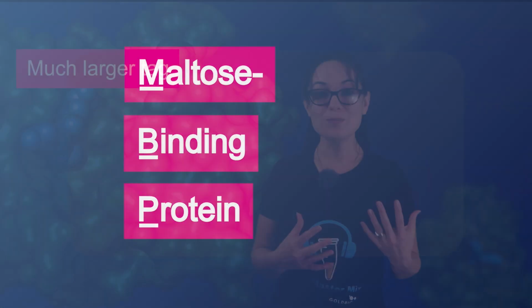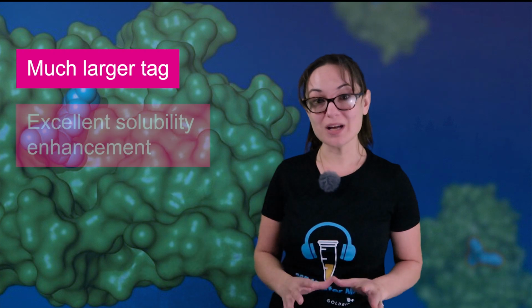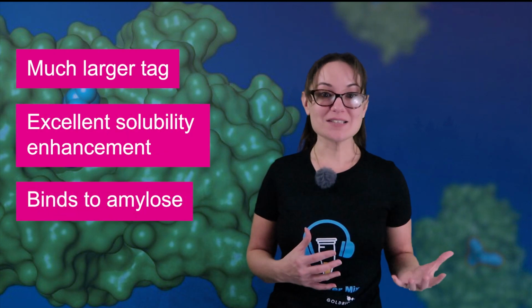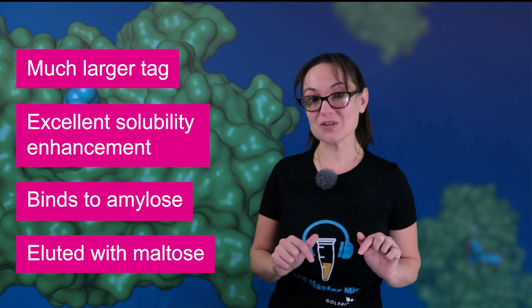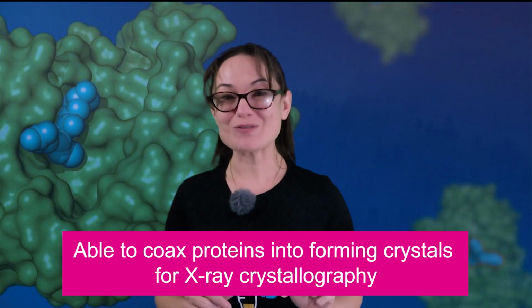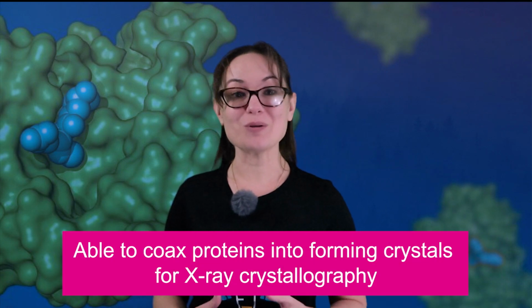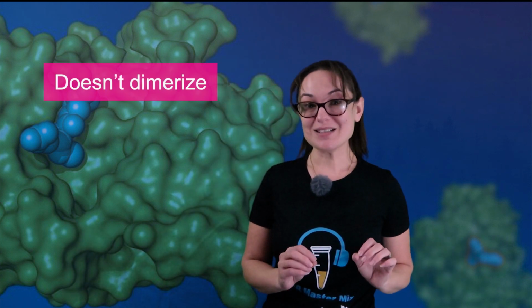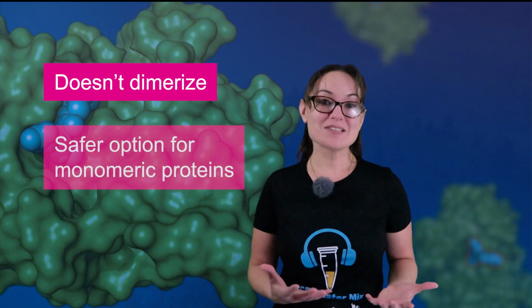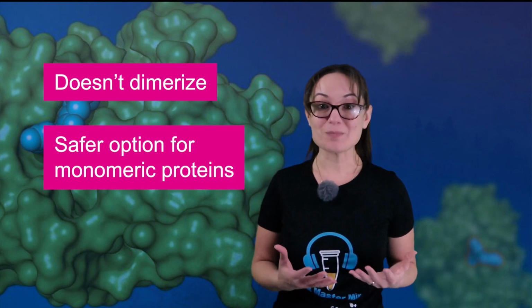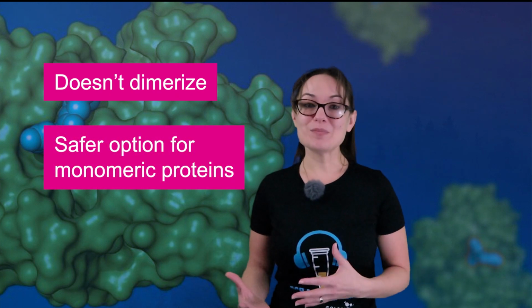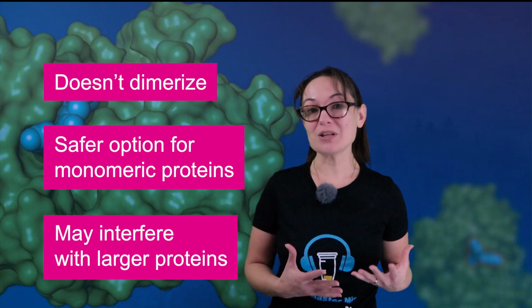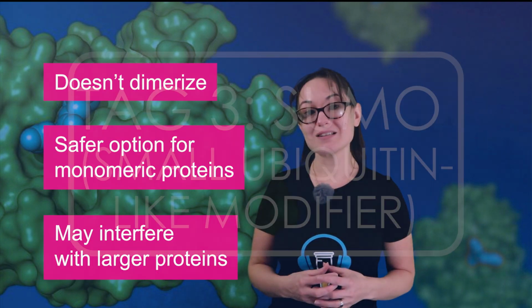The next tag is MBP, or Maltose-Binding Protein. MBP is a much larger tag, but it's great at keeping protein soluble. It binds to amylose, and then you use maltose to elute it. One cool feature of MBP is its ability to coax proteins into forming crystals for X-ray crystallography, making it ideal for structural studies. Something to remember, though, is that MBP doesn't dimerize like GST, so it's a safer option if your protein's function depends on staying monomeric. But since MBP is a larger tag, it might not be the best choice for really big proteins.